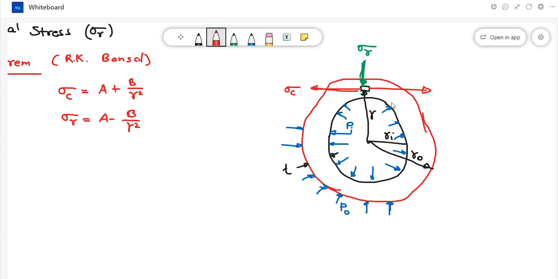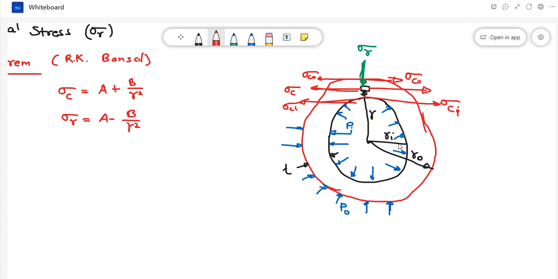Now, when you calculate circumferential stress at the outermost section, it will be sigma C outer. And if you calculate it here, at the inner radius, it will be sigma C inner. Next, now what about radial stress?